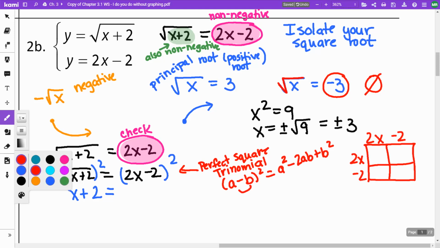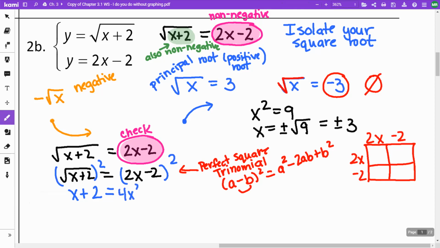So what I'm going to end up getting is a 4x squared. I'm going to multiply my 2x and -2 together. I get a -4x and I double that, so I get a -8x. I square my -2, I get a +4.